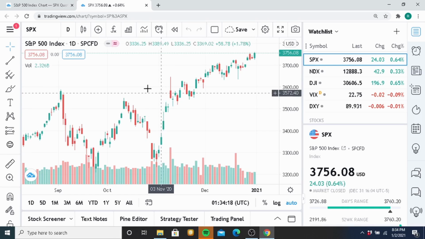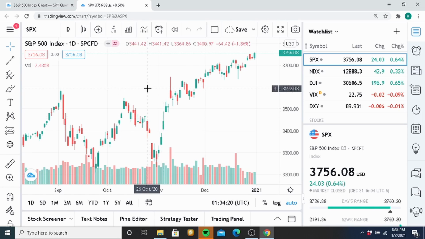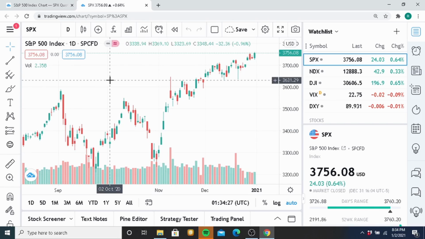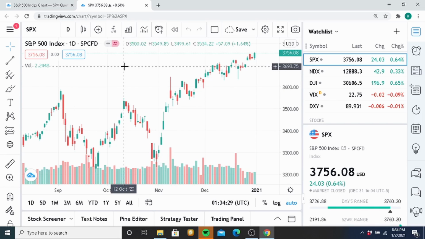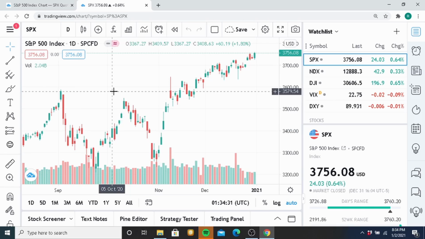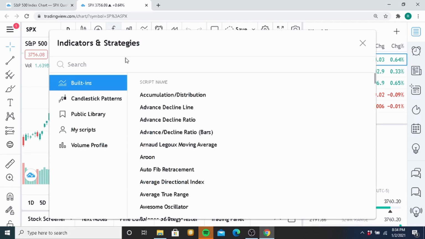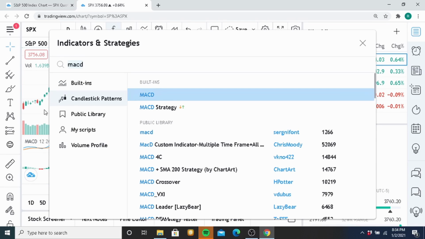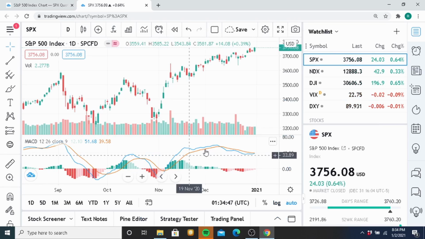Of course, you don't need to calculate every point to draw your MACD line and MACD signal line. Most charting applications will have the indicator pre-built in. If you're using this application here, TradingView, just click on the indicator button, type in MACD, and click on it. And there you go. It's going to put your MACD line here and MACD signal line as well.